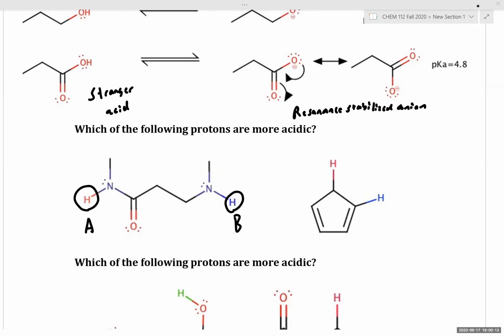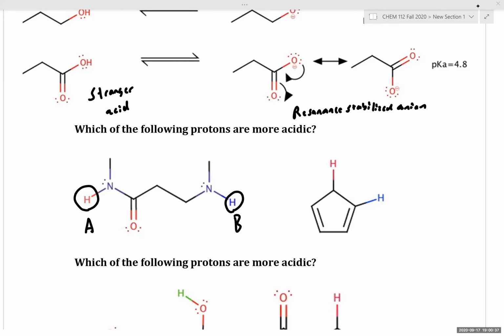Perfect. So let's take a look at this example, and I'd like you to tell me, A or B, which of these anions is more acidic? Which of these protons is more acidic? In other words, which of these anions is more readily stabilized via resonance and other effects?